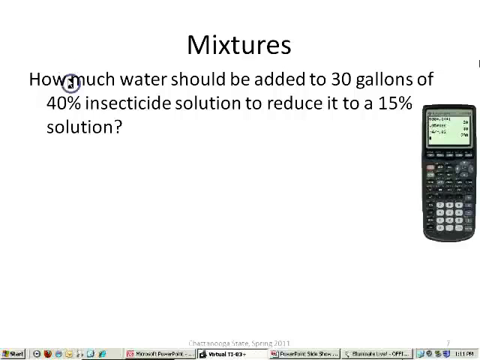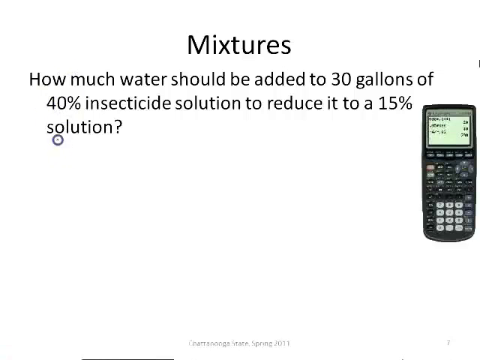Well, if you think about what's going on here, we've got some solution, say, in a bucket. We've got 30 gallons of this insecticide. We're going to add water to it. So it's going to end up a little bit higher. What that water does is it weakens the strength of the insecticide.